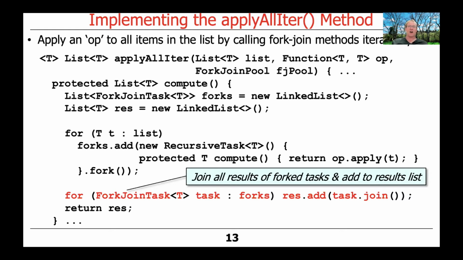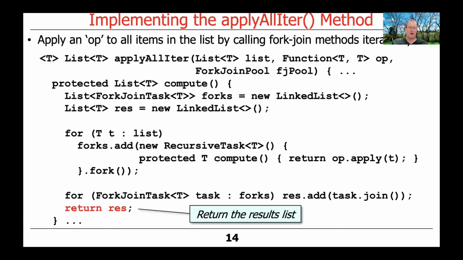And after all of this finishes, because again, it's a barrier, then we return the results list as the result from the applyAllIter method. So all that computation that we see in the middle will all run in parallel, and then we'll join all the results and return the finished list that contains all the results.